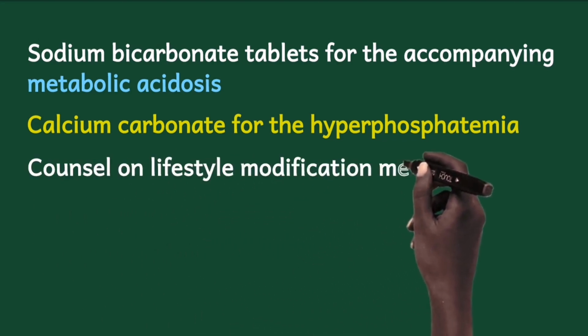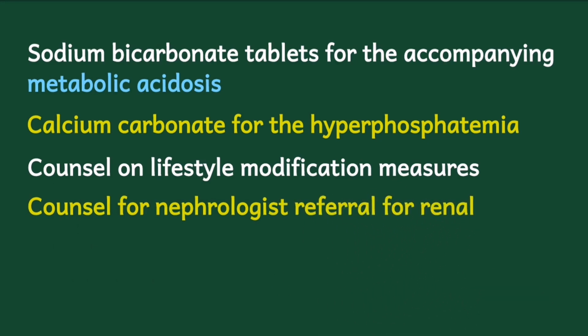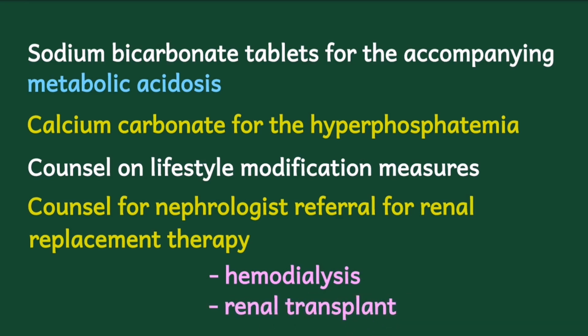And then we counsel the patient on lifestyle modification measures, like the patient should decrease the amount of salt he takes, the patient should avoid foods with high glycemic indices, which might worsen the diabetes. The patient should avoid smoking, the patient should be eating fruits, vegetables, avoid alcohol, etc. And then lastly, we counsel the patient to go to a nephrologist, so a nephrologist referral for renal replacement therapy, which can either be hemodialysis, or after the nephrologist has assessed the patient, the nephrologist can recommend renal transplant ultimately for the patient.